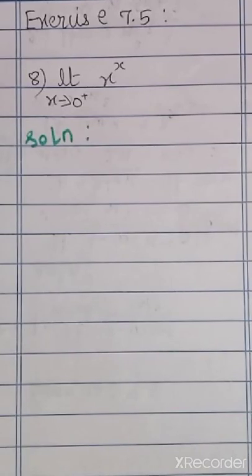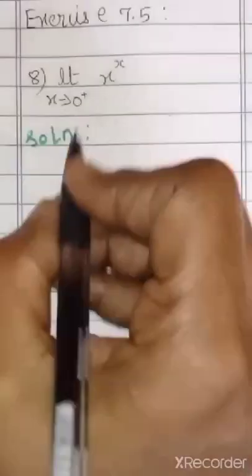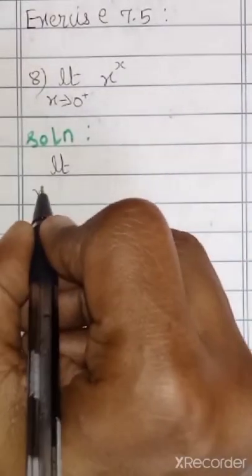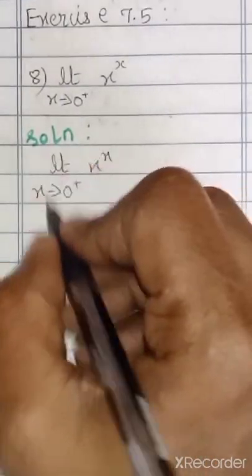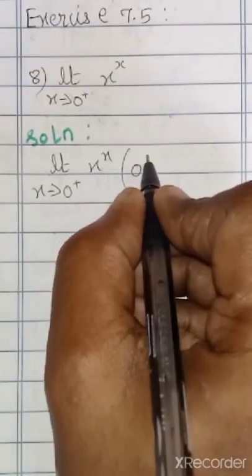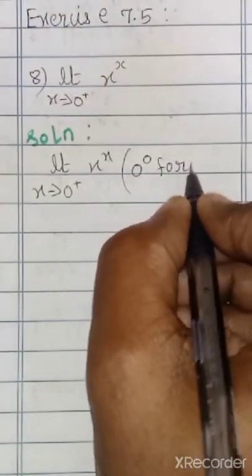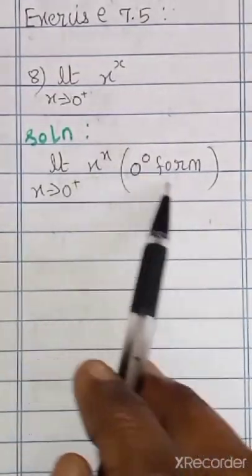Now take your exercise 7.5 eighth question, and the question is limit x tends to 0 plus x power x. Okay, so here if we substitute x equal to 0, you will get 0 power 0 form, correct? So 0 power 0 form means indeterminate form.